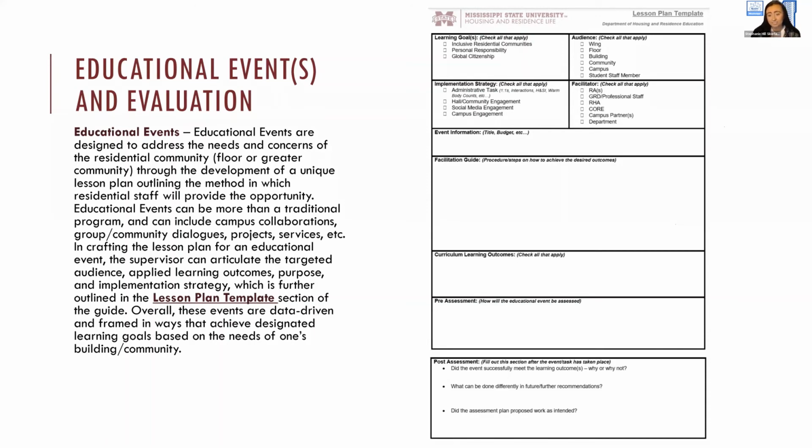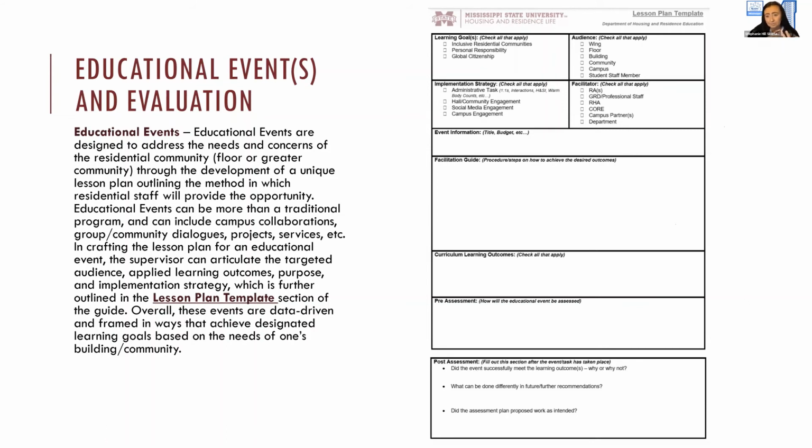There's a spot for facilitation guide. That's where the bulk of it is. That's what we would consider a lesson plan if you've ever taught a class, right? That's how the class moves. So the steps in how to achieve that. This can include how many tables you've used, how those tables, anything like that. The curriculum outcomes, and then a pre-assessment if you have one.